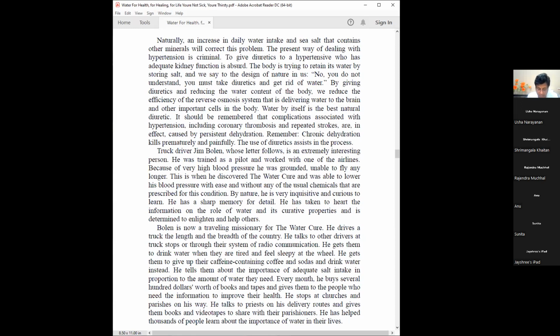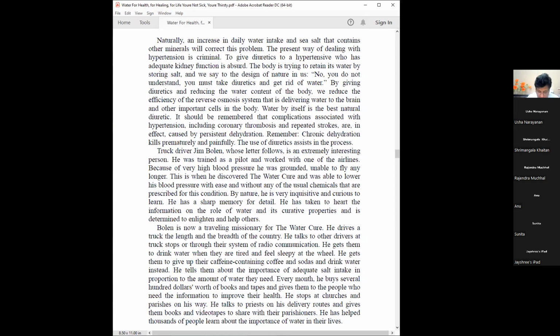It should be remembered that complications associated with hypertension, including coronary thrombosis and repeated strokes, are in effect caused by persistent dehydration. Remember, chronic dehydration kills prematurely and painfully. The use of diuretics assists in the process.